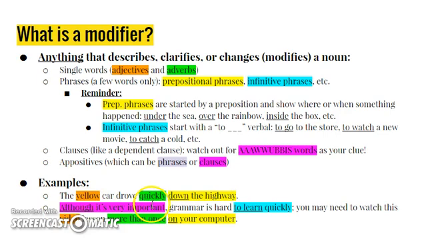Although it's very important, now here's my Woobus word kicking off a dependent clause. Grammar is hard to learn quickly. You may need to watch this video lesson more than once on your computer. Here's my infinitive phrase, to learn quickly. Which kind of lesson? A video one. How many times? More than once. How? On your computer. So there's a lot of different things that can count as a modifier. A modifier is a pretty big umbrella term.